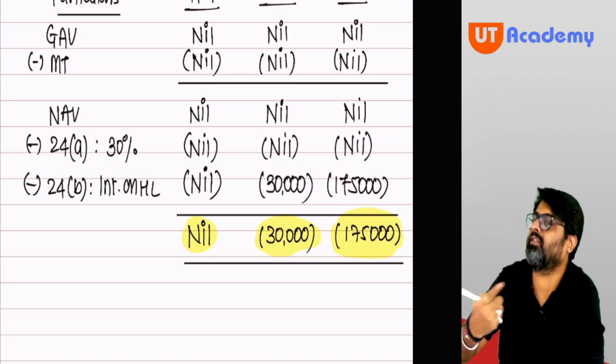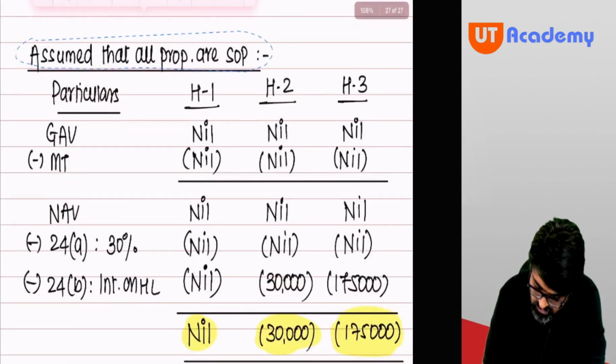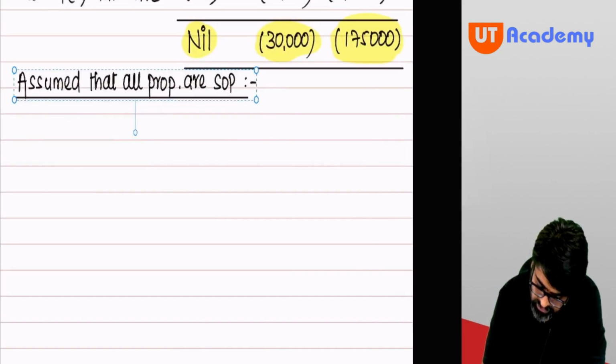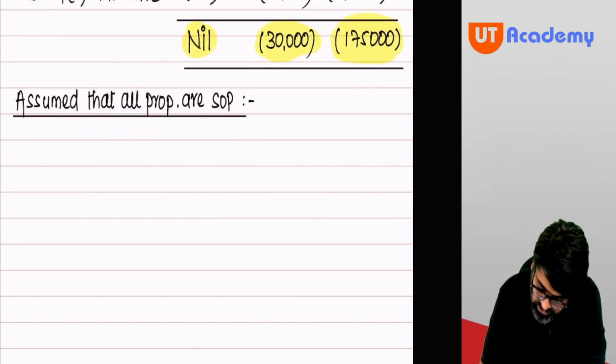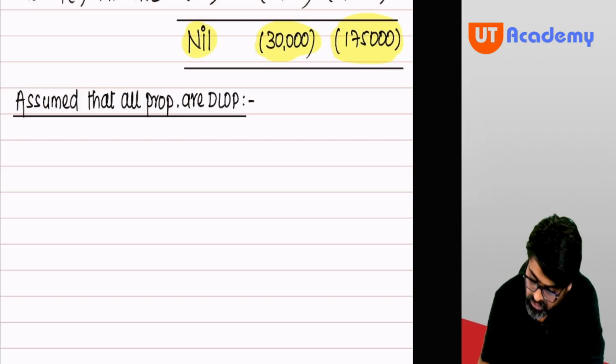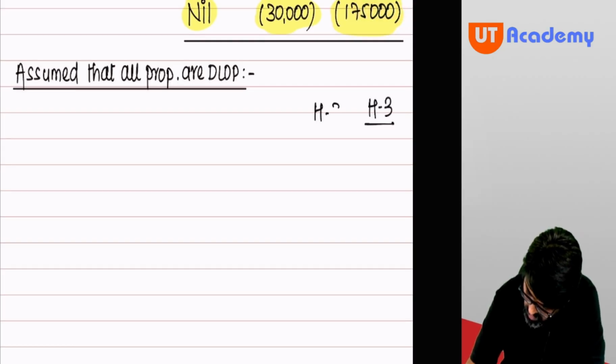Now I will prepare the second table. Second table, assumption. Assume that all properties are LOP or SOP or DLOP. So now the assumption is the properties are DLOP, deemed to be let out properties. Yes or no? Same thing. House 3, then house 2, then house 1.